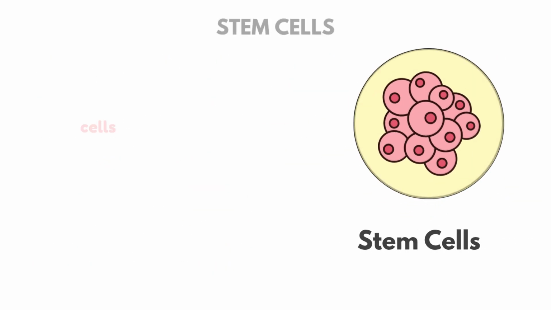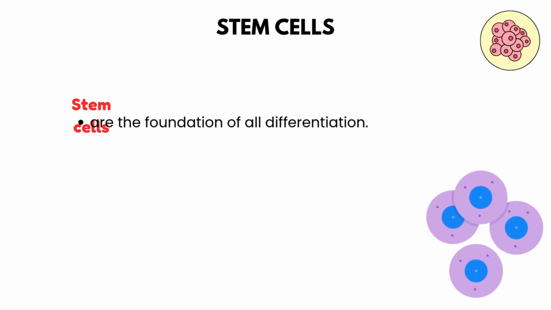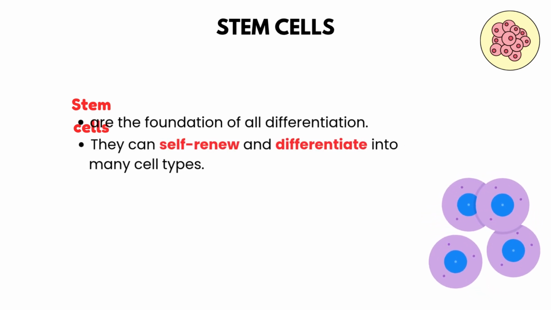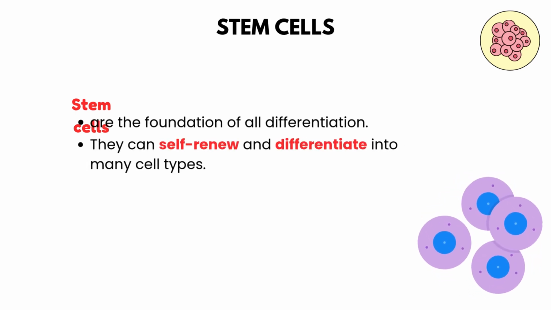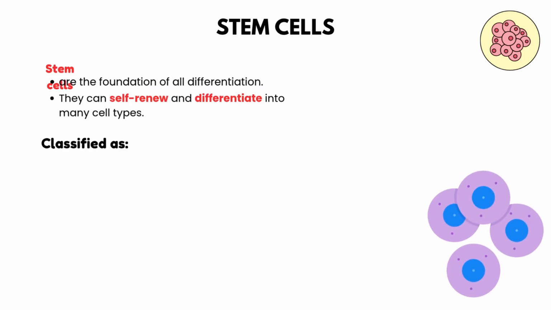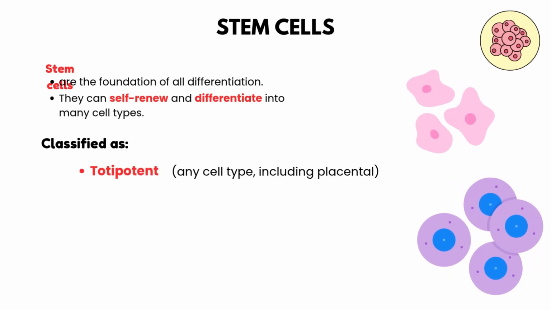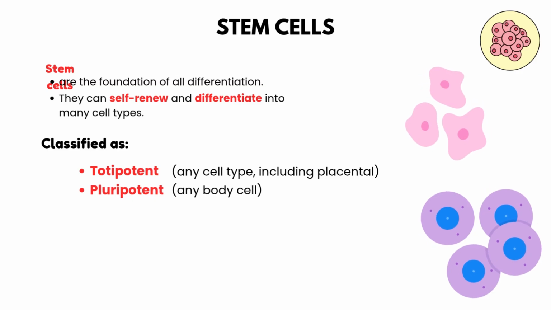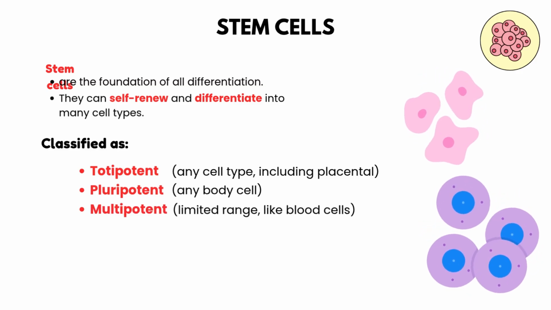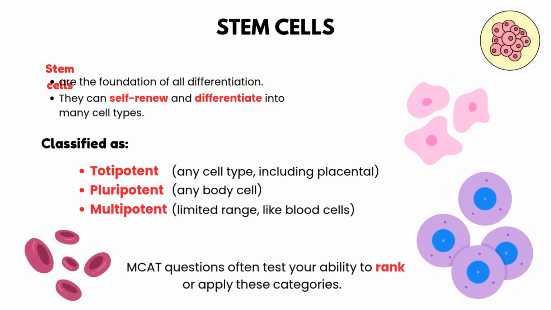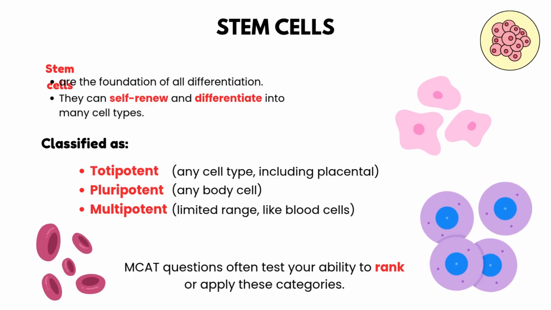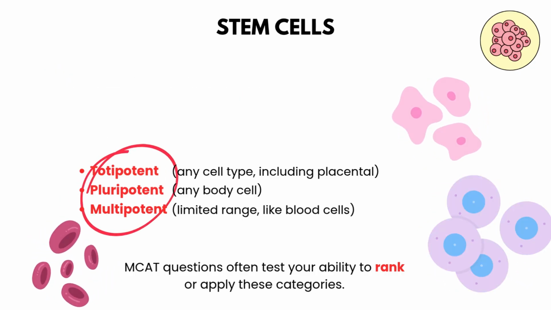Stem cells. Stem cells are the foundation of all differentiation. They can self-renew and differentiate into many cell types. You'll see them classified as totipotent, any cell type including placental; pluripotent, any body cell; multipotent, limited range like blood cells. MCAT questions often test your ability to rank or apply these categories.